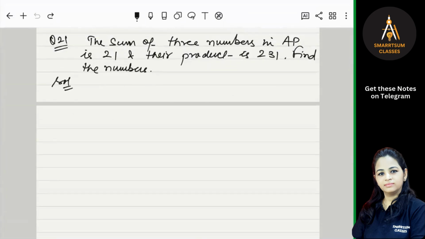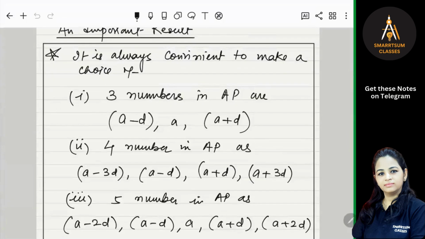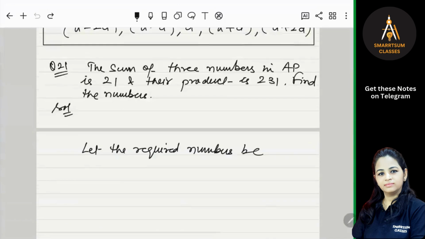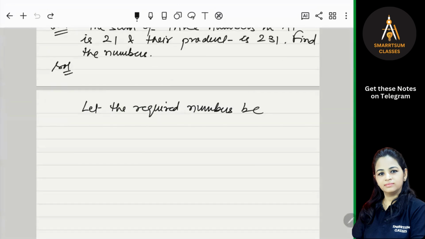Let the required numbers be. Because we have to choose 3 numbers, so which will we choose? We will choose this one, a minus d, a and a plus d, right? So let the required numbers be a minus d, a and a plus d. So suppose these are the 3 numbers, okay?